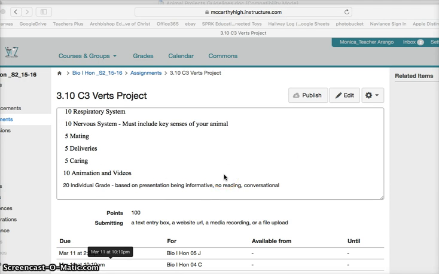You're also going to receive an individual grade for the way you present. Your presentation should be informative, obviously, no reading, conversational. It should be information that you're familiar with for the bulk of the project. I'm not expecting you to know every major organ, but you should know each other's slides and be ready to present on them.